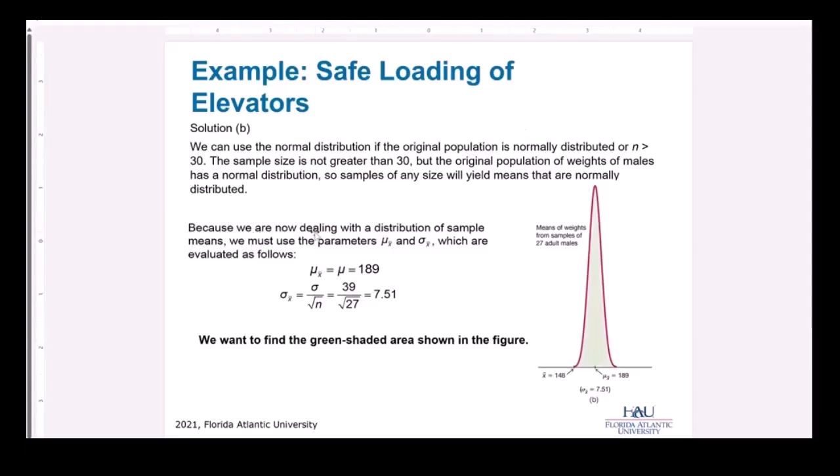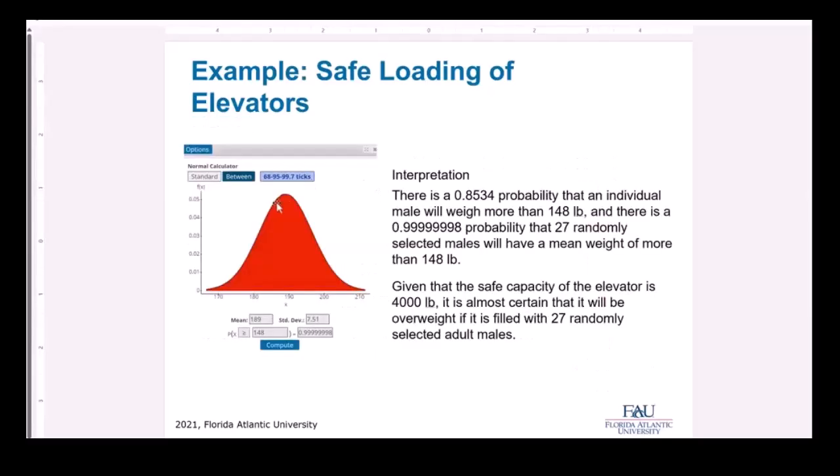Because we are now dealing with a distribution of sample means, we must use different parameters, mu sub x bar and sigma sub x bar. And we want to find the green shaded area. We did, and we got the same value, which is basically 100% of the people.